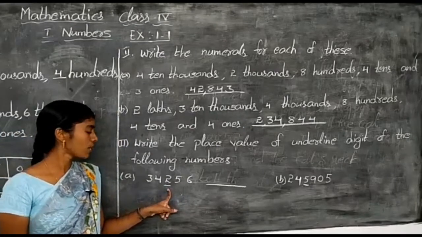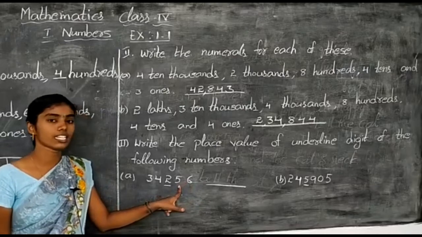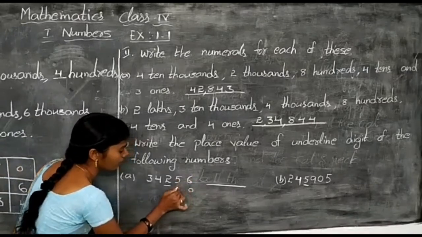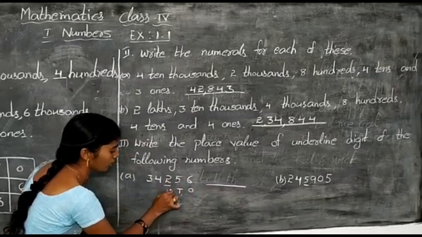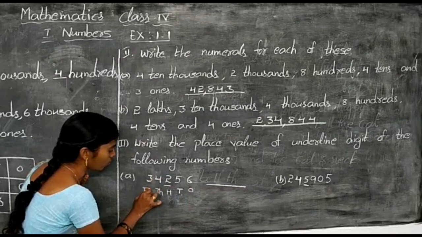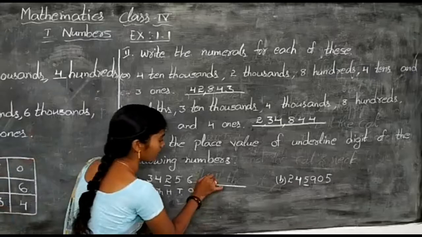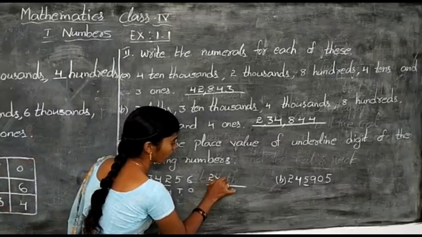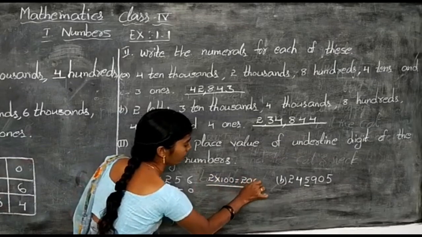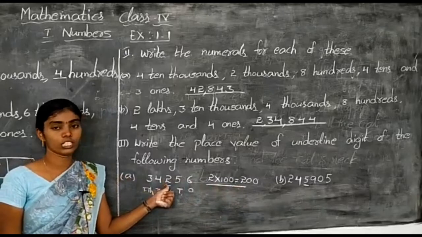First we have to say the place values. 6 is in which place? Ones place. Next, 5 is in the tens place. Here I am writing: 6 is in the ones place, 5 is in the tens place, 2 is in the hundreds, 4 is in the thousands, 3 is in the 10,000s place. Now, 2 is in which place? Hundreds place. That means 2 into 100 is equal to 200. This is the place value of the digit 2, which is underlined.